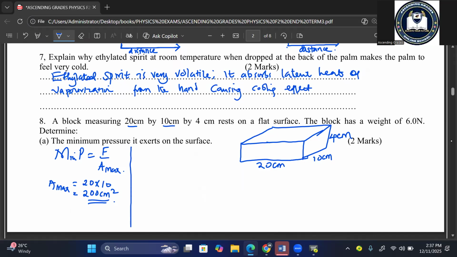So we are given already the weight. So our minimum pressure will be given by a force of 6 newtons divided by 200 as the area. So we convert this into square meters, where we are going to divide by 10,000. And this becomes 0.02 square meters.